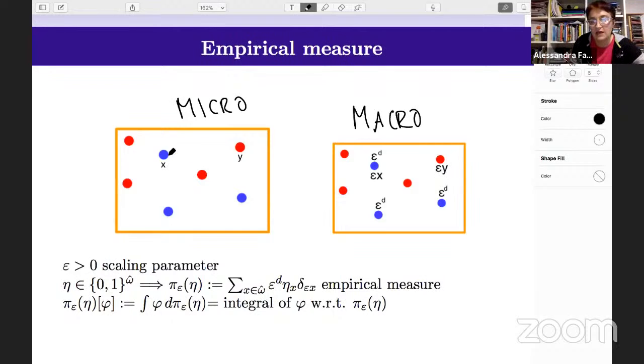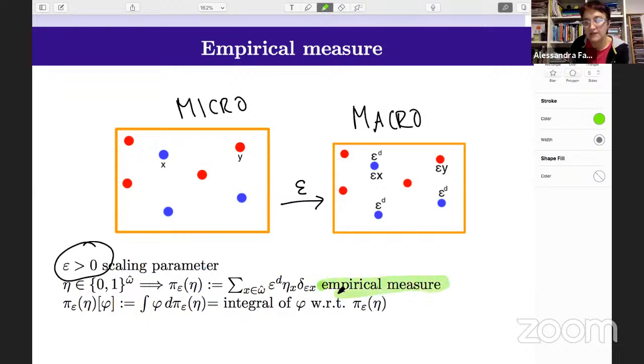So here you see my system of particles. The blue circles are particles and the red circles are sites that are empty. And here I have zoomed in the previous image. So I have again a rescaling parameter epsilon, which is positive, and given eta, my particle configuration, I associate in the macroscopic world essentially the so-called empirical measure. The empirical measure is a measure on R^d, which depends on eta, and it's built in this way.